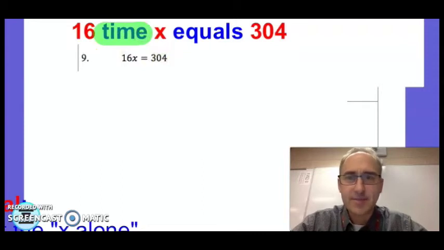I need to do the opposite of times. And what's that? It's divide. So I'm going to divide both sides by 16. This becomes a 1 on this side. 1 times x is just x, so I'm going to write it here.